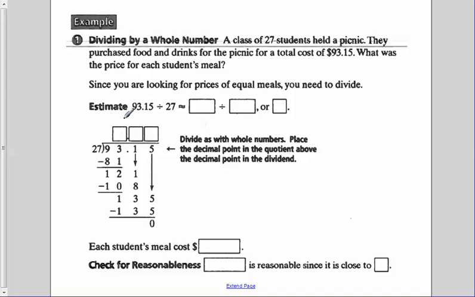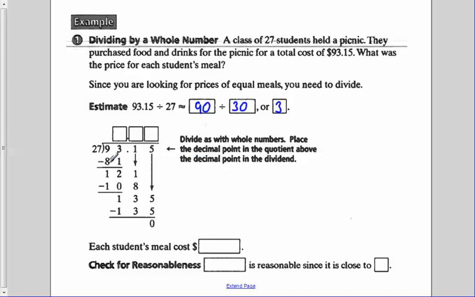And to get an idea of if our answer will be reasonable at the end, let's take a guess. So 93 and 15 hundredths, or $93.15, that's close to $90. And 27 is close to 30. So using compatible numbers, 90 divided by 30, that's 3. So our answer should be around 3.